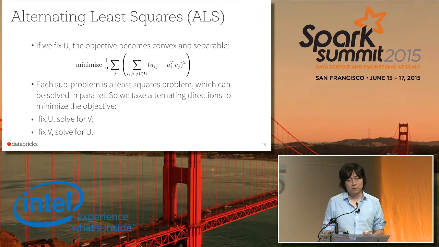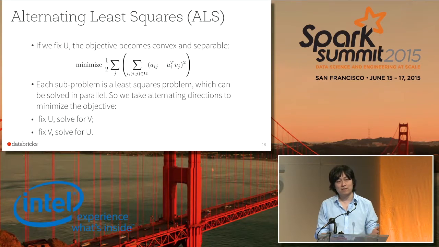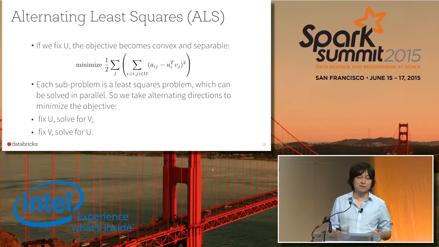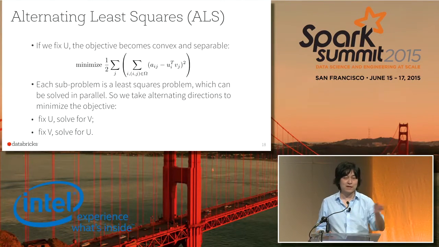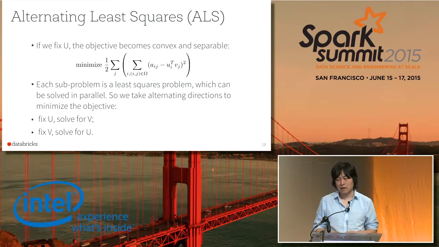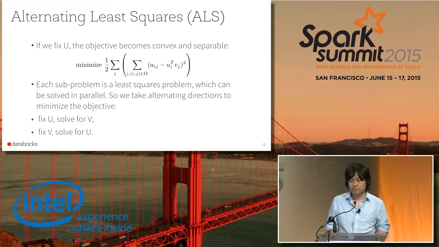So now we can optimize the problem this way. We can first fix U and solve for V, and then fix V and solve for U. That's why it's called alternating directions. Basically, you take this step and that step, take the step back, and repeat until it converges. Usually, it converges really well for real-world data sets.